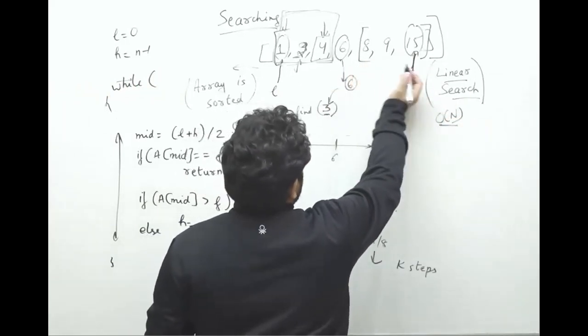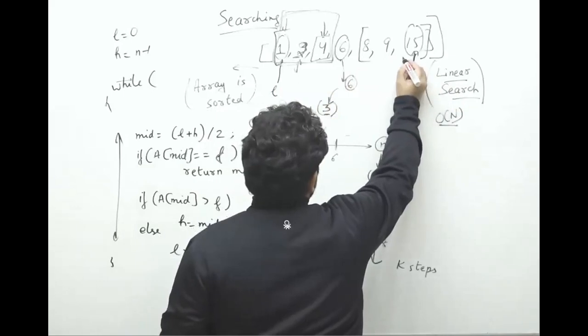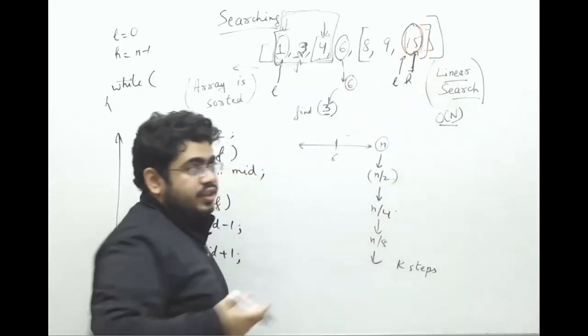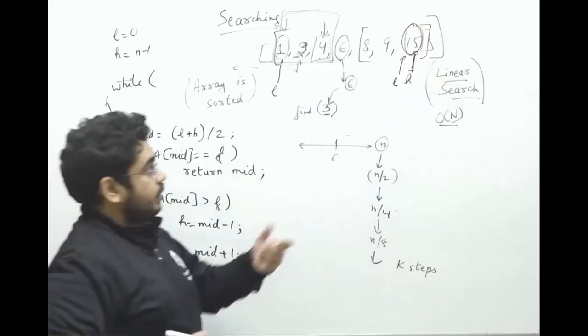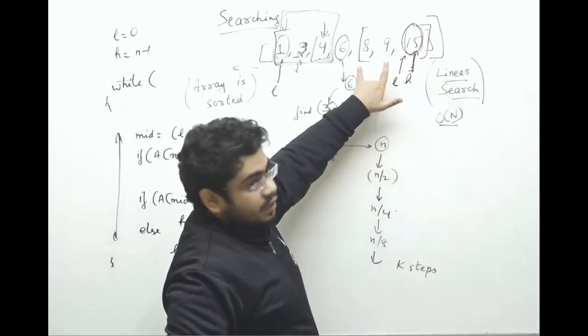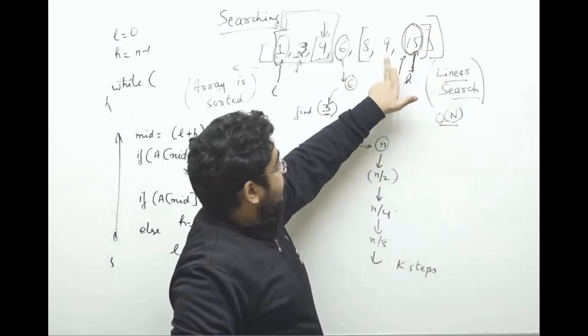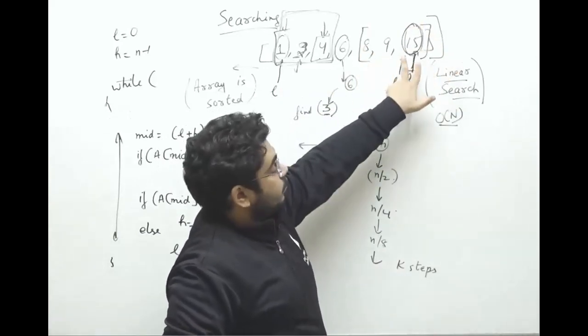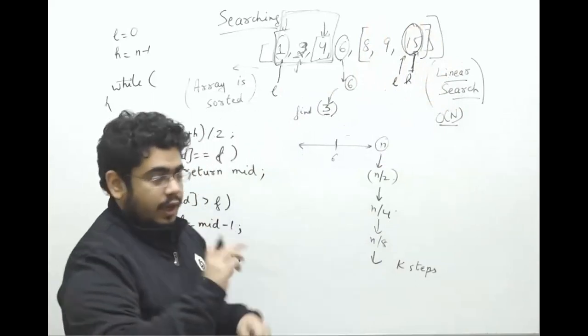Let's say L is also here, H is also here. Can I still say 15 is not checked? Remember what is happening. If let's say L was here and H was here, I would have checked mid and I want to go right. So I will do L equal to mid plus 1. Right? I'll explain it again.